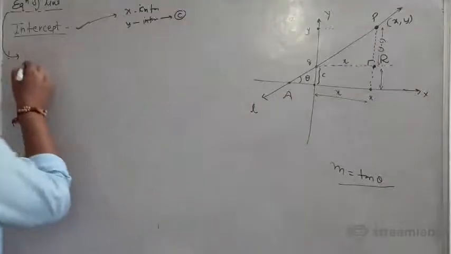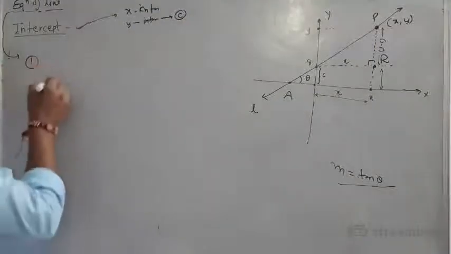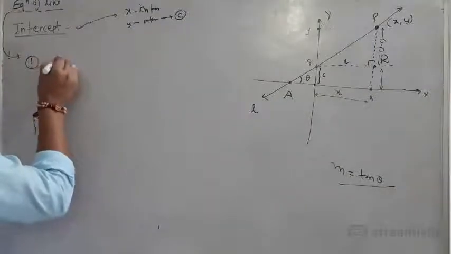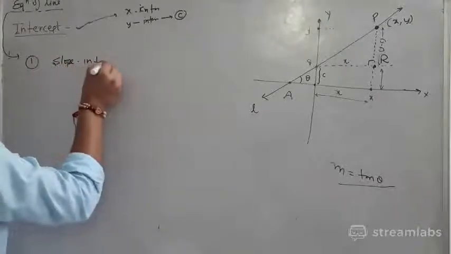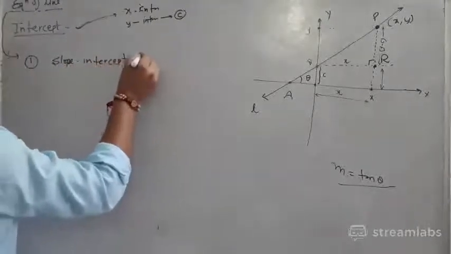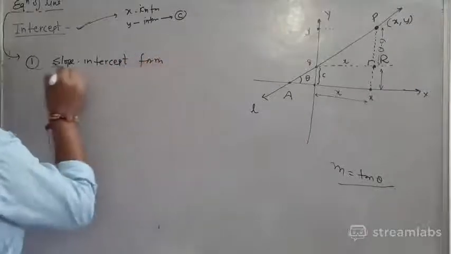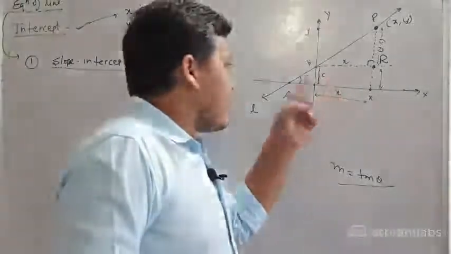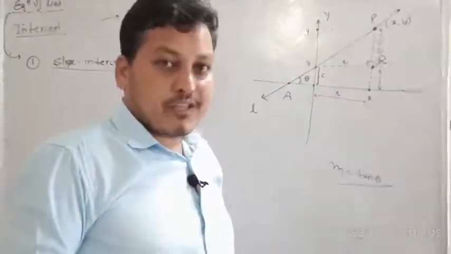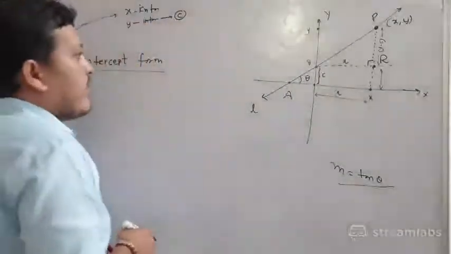So what is the main topic? First, the equation of a line when slope and intercept are given. The slope intercept form is known as one form of the equation of a line. Here c is given and theta is given, so this form is known as the slope intercept form of the equation of a line.